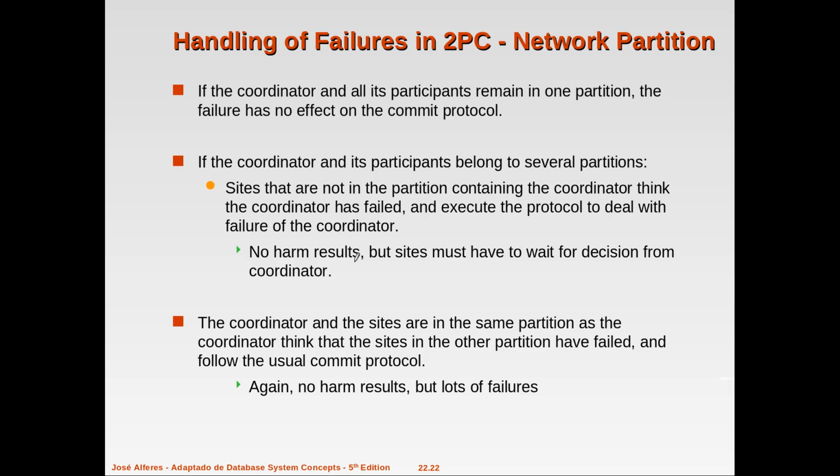Now another failure is due to the network partition. If one of the partitions fails, what happens? If the coordinator and all its participants remain in one partition, that is not at all an issue. If the coordinator and participants are in one partition of the network, the failure has no effect on the commit protocol, because even if a link in another partition fails, there is no issue. The coordinator and participants are in the same partition and they are connected. There is no issue.